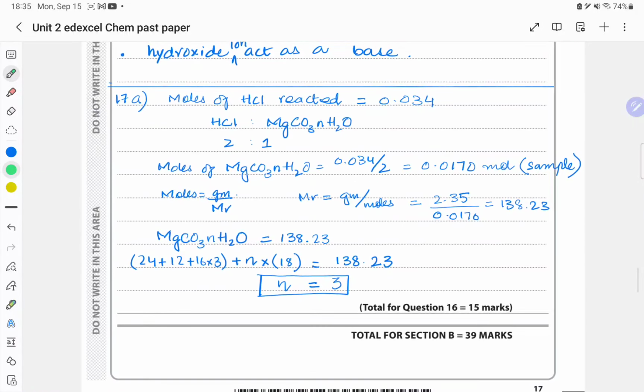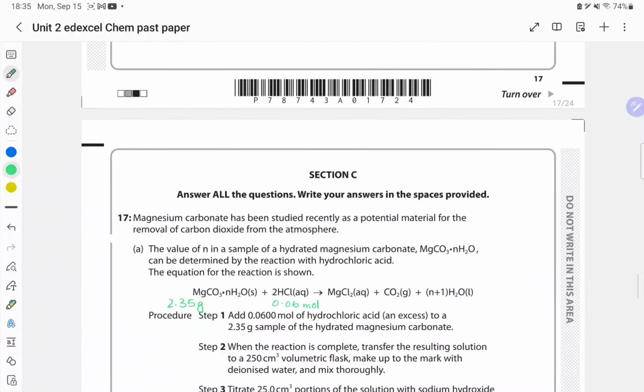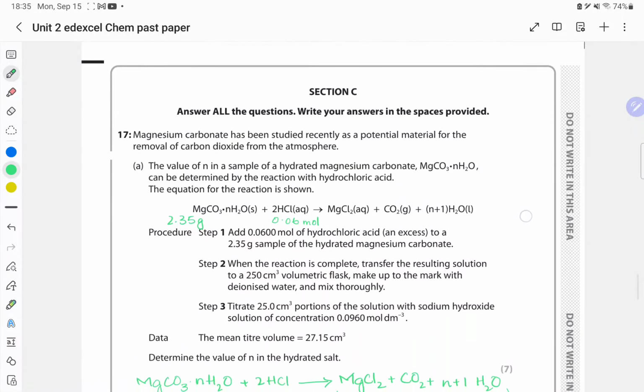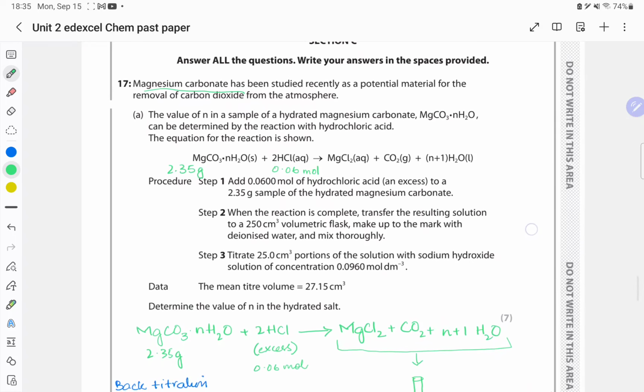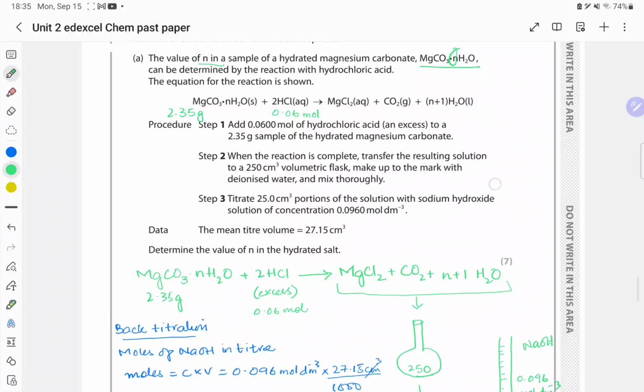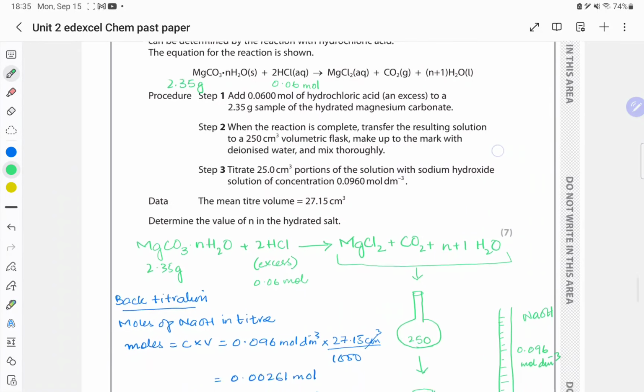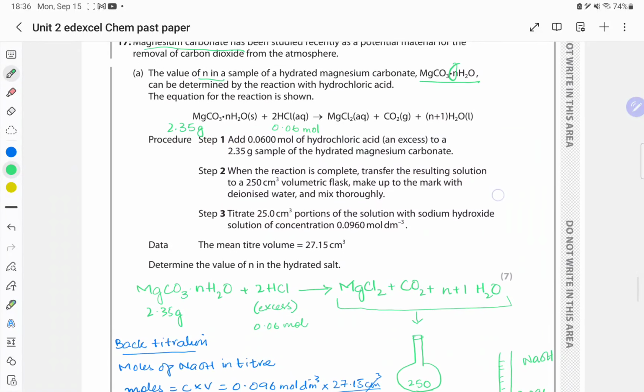Moving on to question number 17, section C. The question says magnesium carbonate has been studied recently as a potential material for removal of carbon dioxide from the atmosphere. The value of n in a sample of hydrated magnesium carbonate, so we have to find the value of n over here, can be determined by reaction with hydrochloric acid. So here we have a titration happening, and that's a back titration.